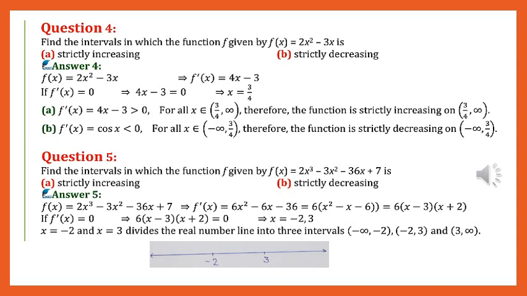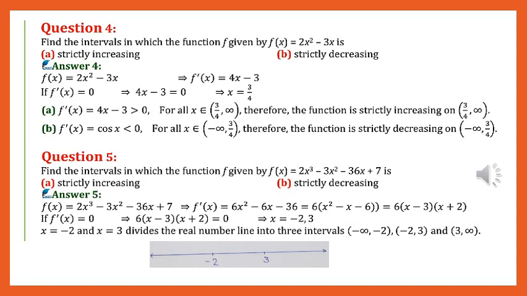So one function is given, f of x is equal to 2x cube minus 3x square minus 36x plus 7. As we have seen in the working rule, first we will differentiate this function with respect to x. So f of x is 2x cube minus 3x square minus 36x plus 7. f dash x, that is the derivative, is 6x square minus 6x minus 36. Now we want to solve f dash x equal to 0. So we will factorize this first.